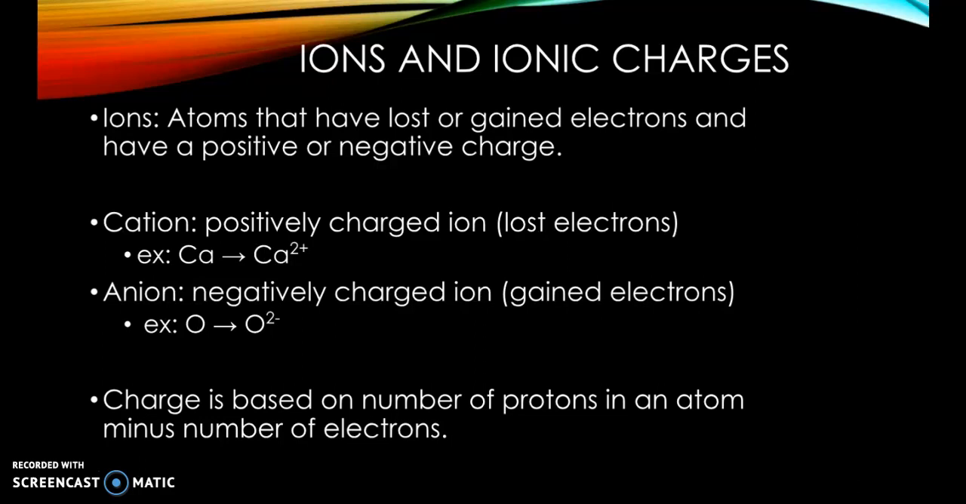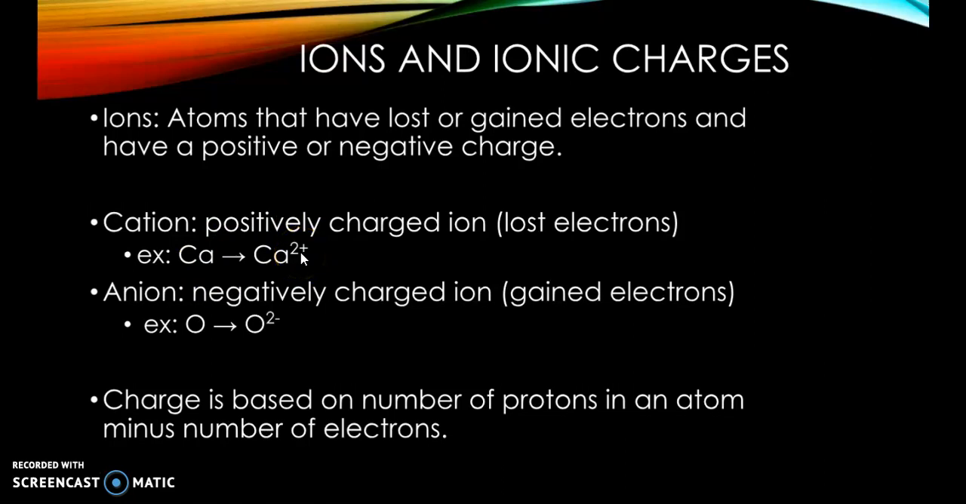The way I remember this is LEO says GER. If I lose an electron, I've been oxidized. If I gain an electron, I've been reduced. So oxidized to that positive state, reduced to a negative state. The charge is based on the number of protons in an atom minus the number of electrons. So in this case, calcium has lost 2 electrons, and it has become a cation, positive 2.